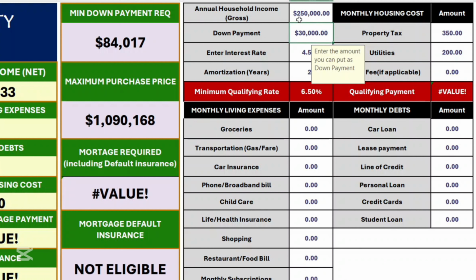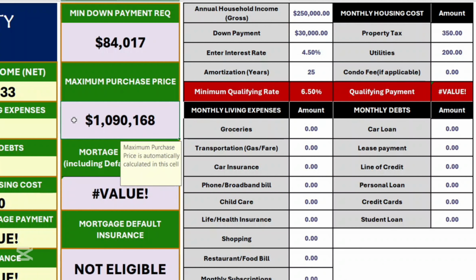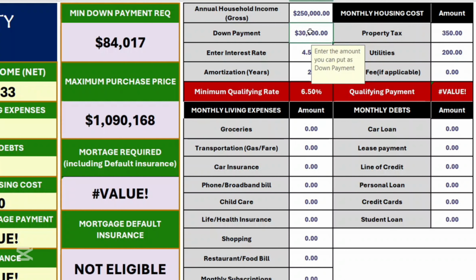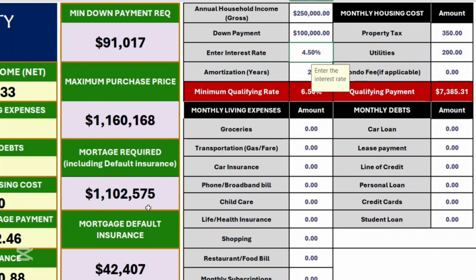Now, if you see, on the basis of $250,000, the maximum purchase price calculated by this calculator is $1.09 million. Now, to buy this $1.09 million, the minimum required is $84,000 as per the minimum down payment requirement rules. So, our down payment has to be at least this much or more than that. I assume that I am looking to put $100,000 to buy this home. So when I input $100,000, again the sheet will be doing all the necessary calculations, like what will be the mortgage default insurance to buy this home, what will be the total mortgage required to buy this home, and what is going to be the monthly mortgage payment.